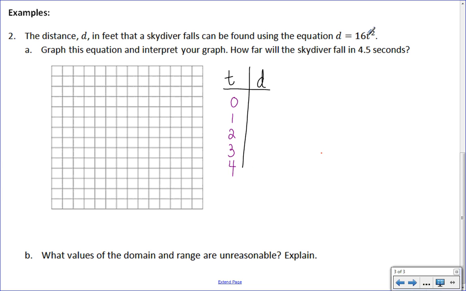So when t is 0, you plug in 0 for t. 0 squared is 0, times 16 is also 0. When we put in 1 for t, 1 squared is 1, 16 times 1 is 16. Put in 2 for t, 2 squared is 4, 16 times 4 is 64. And put in 3 for t. 3 squared is 9. 9 times 16, if you use your calculator, it should tell you that is 144. And then when t is 4, we have 4 squared is 16, times 16 is 256.